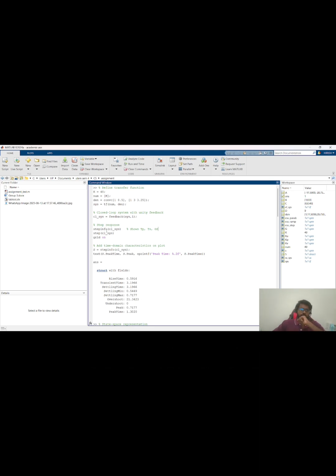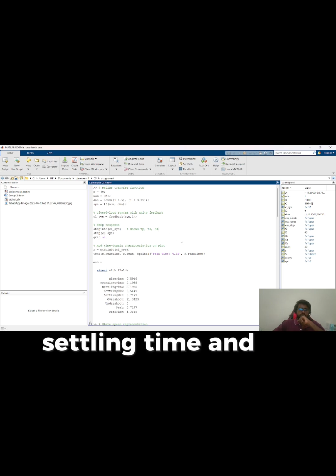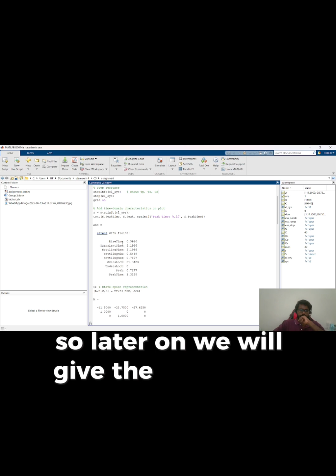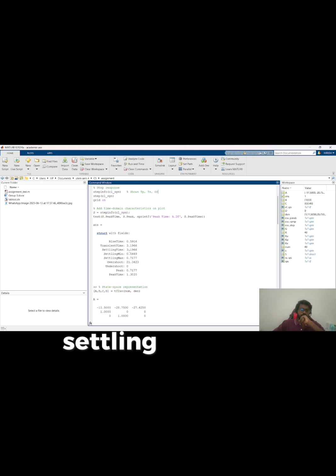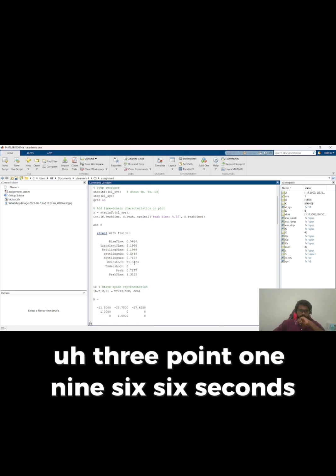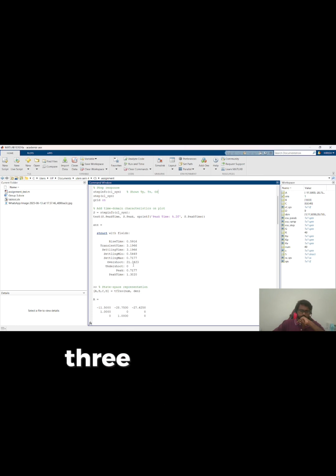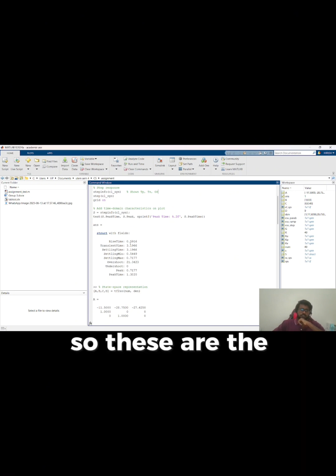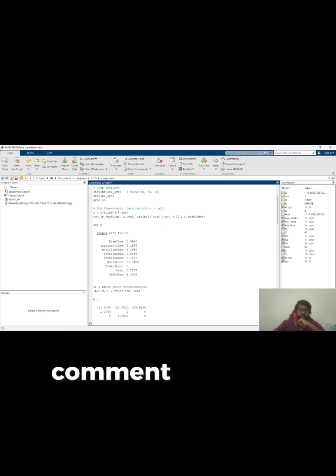We declare the command stepinfo, and this command will show us the peak time, settling time, and the overshoot percentage. It gives the numerical values: the settling time is 3.1966 seconds, the overshoot percentage is 21.34%, and the peak time is 1.3828 seconds. These are the results from our simulation command over here.